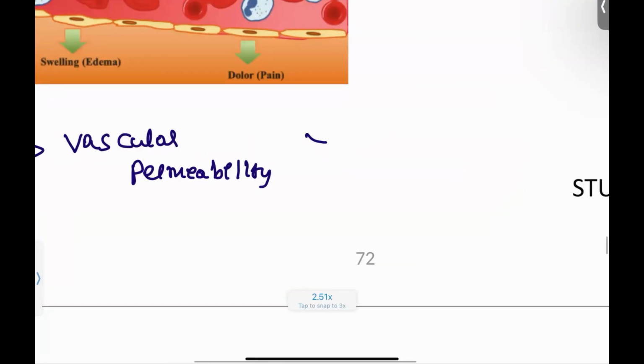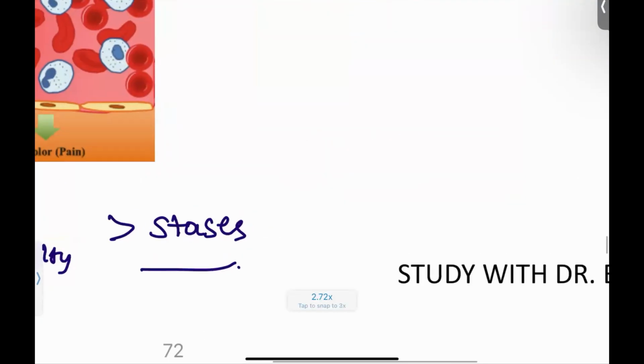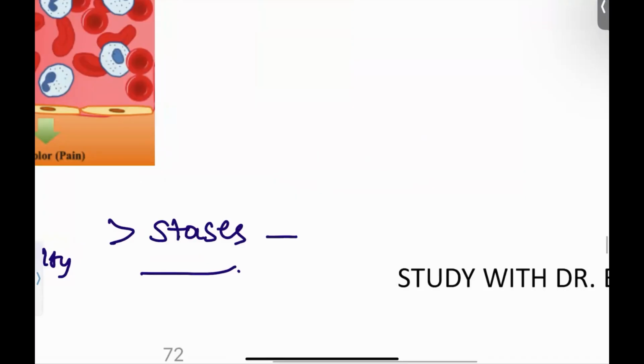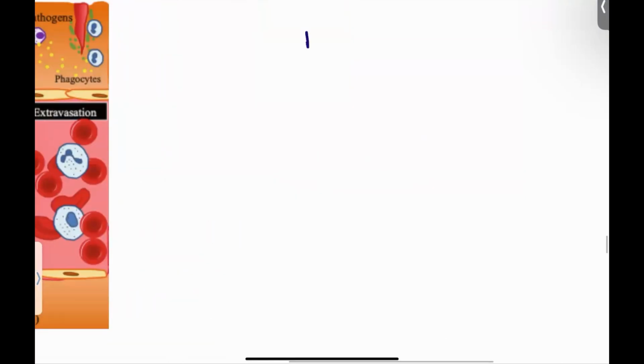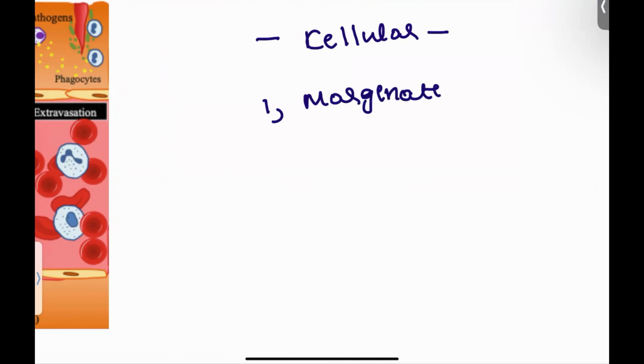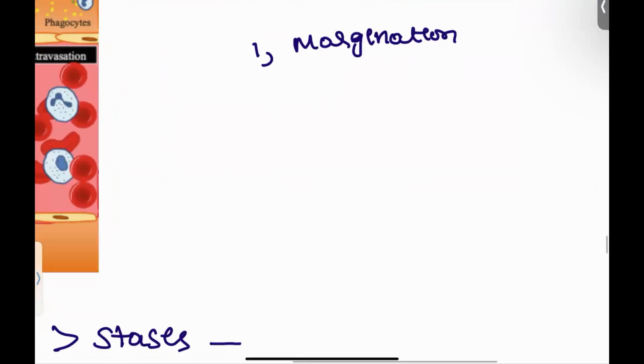Followed by stasis. Okay. Hemostasis is done. So next will be followed by the margination. But these events are completely known as your cellular events. What are those cellular events, guys? First one is the margination. Okay. So the WBC is going to come towards the peripheral side, and then they will be rolling over.